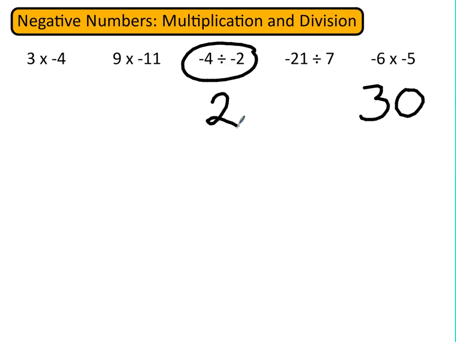If you have one negative multiplied by a positive, then you're going to get a negative number. So 3 times minus 4 is minus 12, 9 times minus 11 is minus 99, and minus 21 divided by 7 is going to be minus 3. So two negatives will make a positive, but one negative divided by a positive will make a negative.